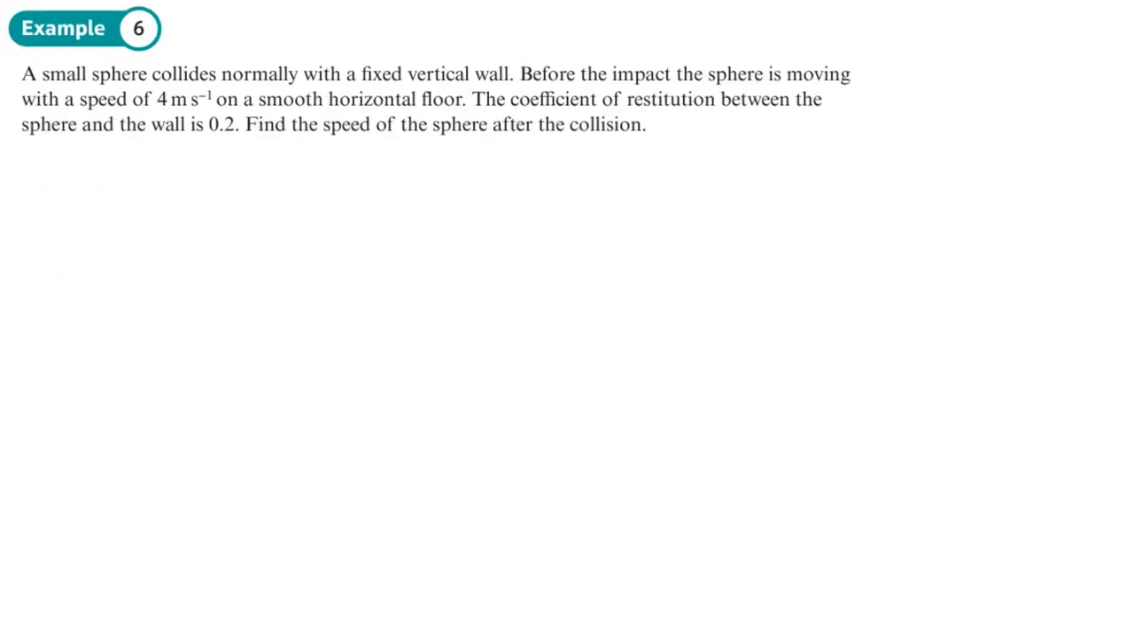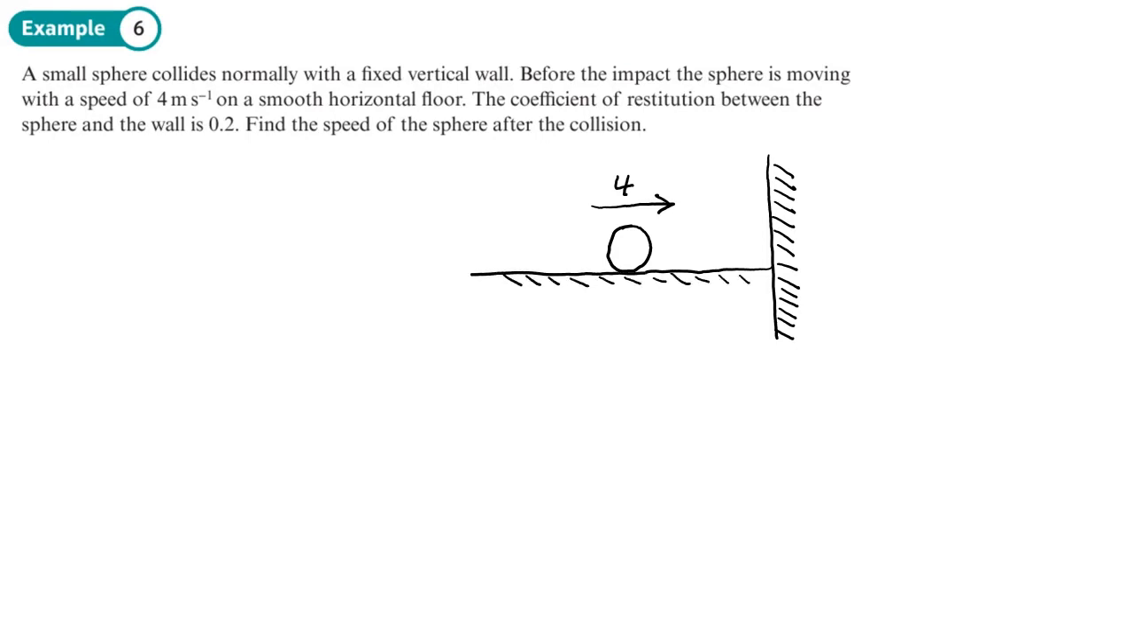Okay, a small sphere collides normally with a fixed vertical wall. Right, so always draw a diagram. So here's my wall here. We have a small sphere. Before the impact, the sphere is moving with a speed of 4 meters per second on a smooth horizontal floor. Okay, let's put a floor in. That's not really making any difference. Well, there's my floor. And the coefficient of restitution between the sphere and the wall is 0.2. So E equals 0.2.